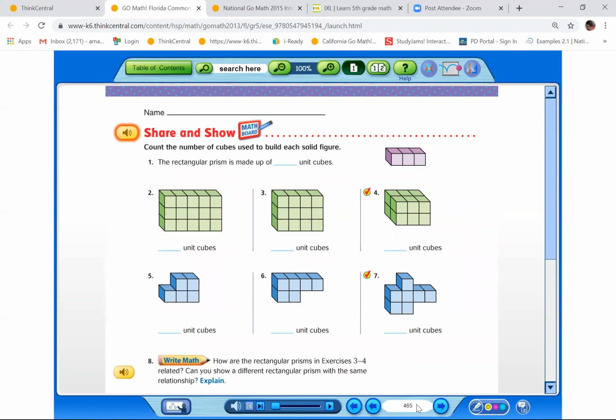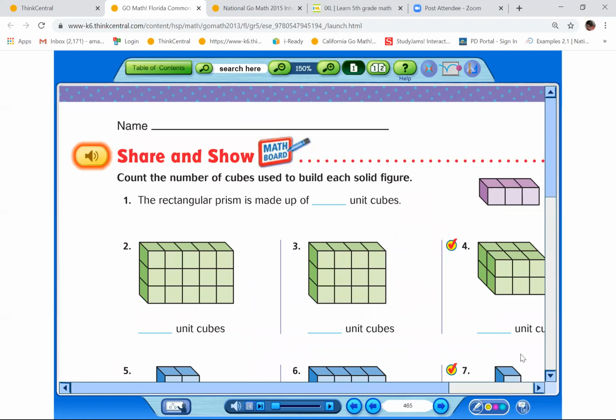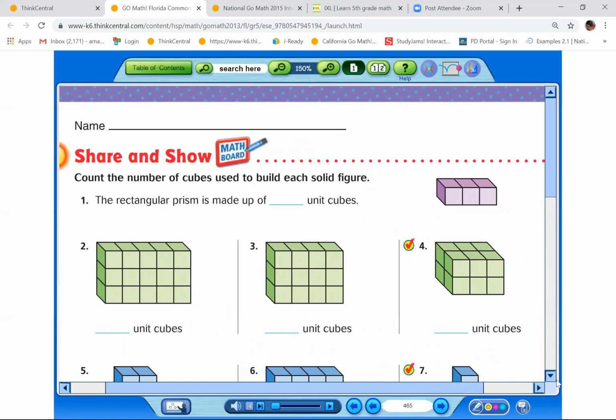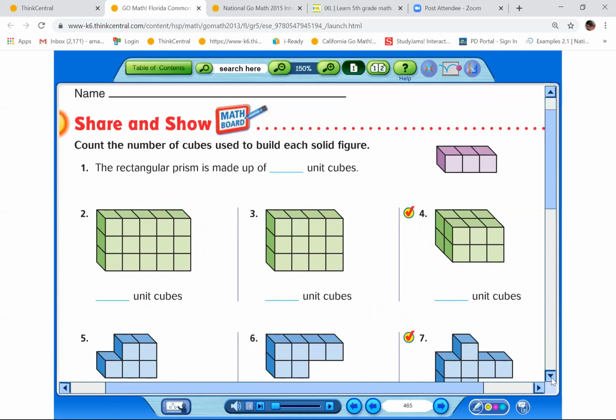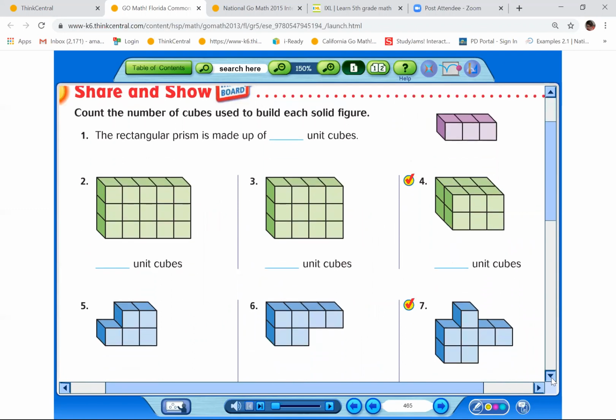Let's take a look at what we have here. And let me make this a little bit bigger. Okay. We got that going? Perfect. All right, number 1 says a rectangular prism is made up of blank unit cubes. So count the number of cubes used to build each solid figure. I'm going to use a blue color. Okay, so this one, 3 unit cubes. How about number 2?